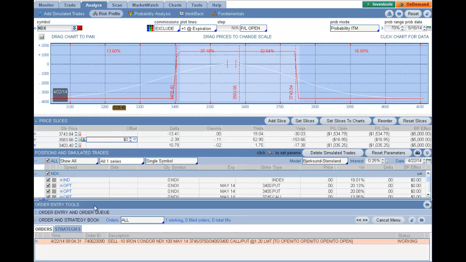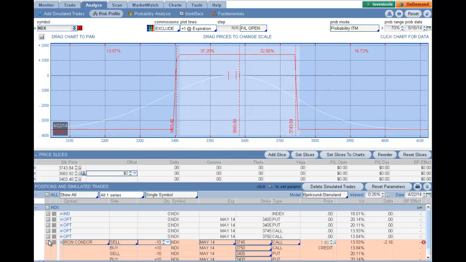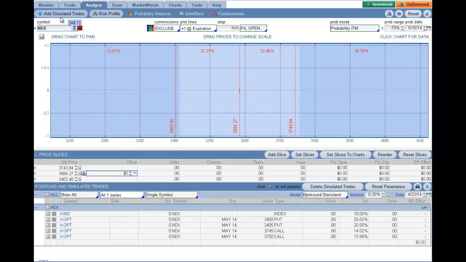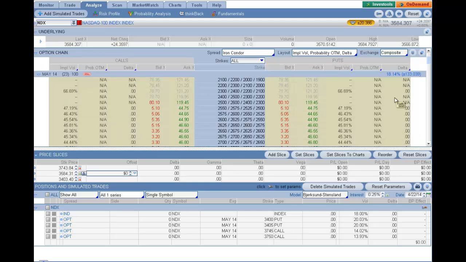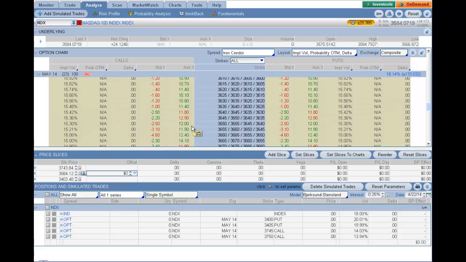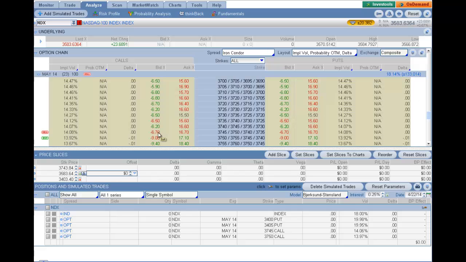Go to Analyze, and you can see my trade is already in there. So we're going to go ahead and unclick all these. We're going to set the trade up from scratch, and we're going to add a simulated trade. And we said that we want to look at 3745. So we're going to go right to 3745.